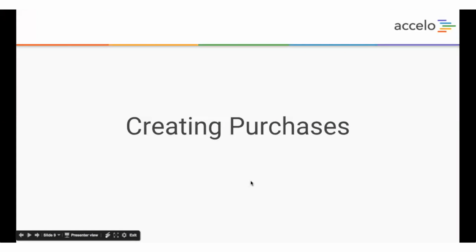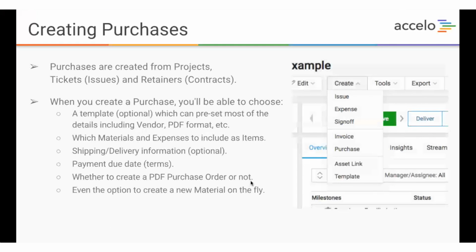All right, now let's look at creating purchases. So purchases themselves, an actual purchase object, is created from the projects module, the tickets module, also known as issues, and the retainers module, also known as contracts. And what you'll see, when this goes live, and for those of you who get into the beta program, is that underneath create, you'll be able to click on purchase, and that will enable you to open up that purchase. When you create a purchase, you'll be able to do a few things. You'll be able to choose a template, which we talked about just before, and that'll preset most of the fields.